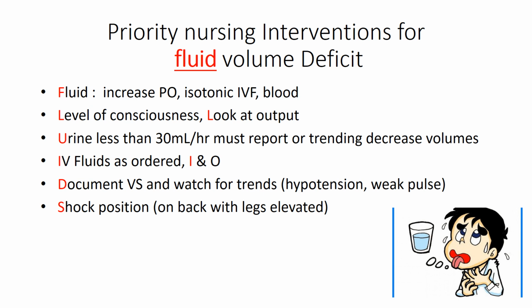Become homeostasis again. Blood: if they've lost blood, you need to give blood. If it's a traumatic injury, you can give fluids to start while you're waiting for blood to come. But blood loss equals blood return. We need to give blood if we have a blood loss.